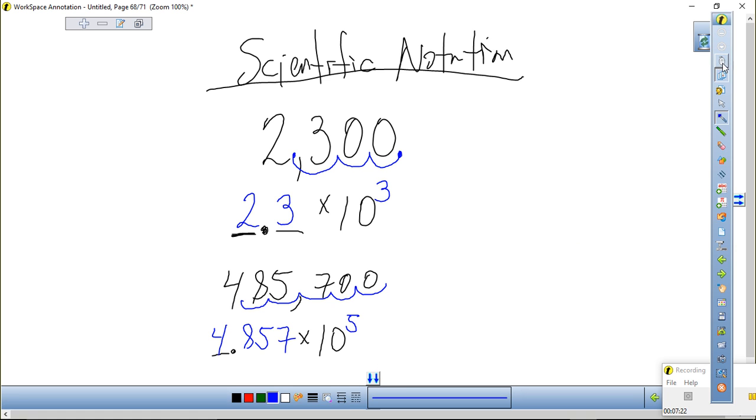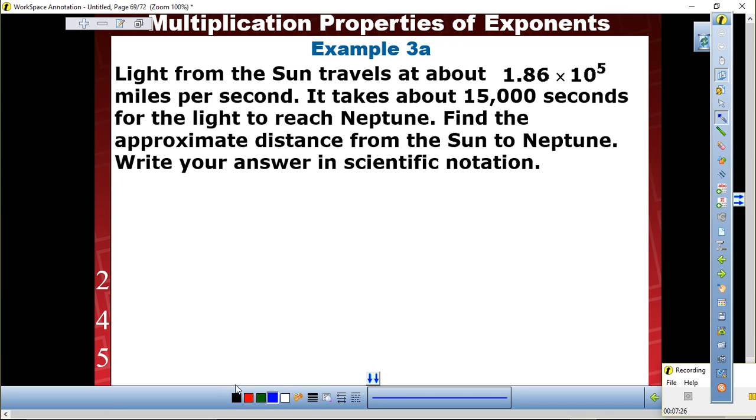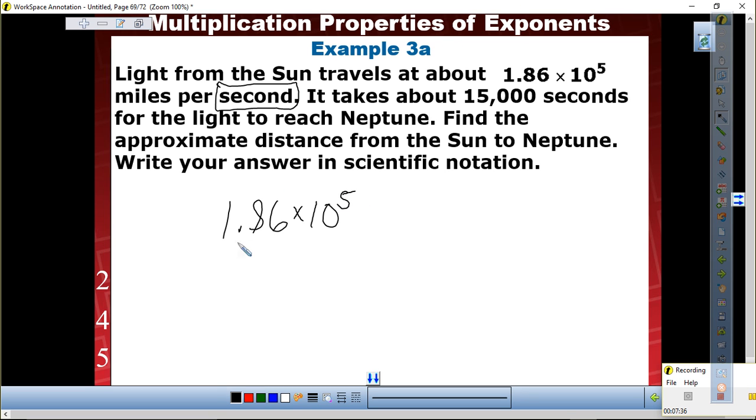Now let's go to the problem at hand. It says, the light travels so fast that they have to write it in scientific notation, 1.86 times 10 to the 5th per second. So in 1 second, it travels these many miles. But they want to find out how long it takes to travel how many miles in how many seconds?